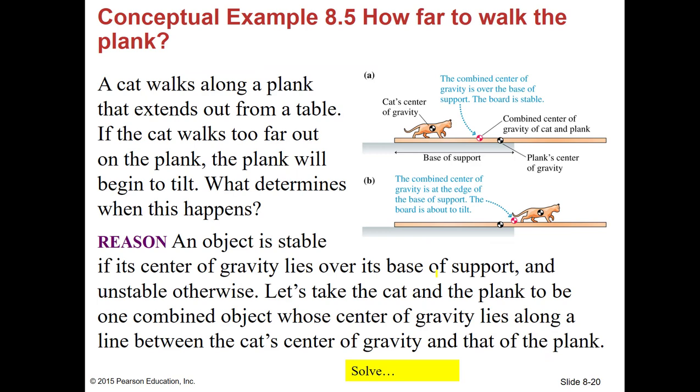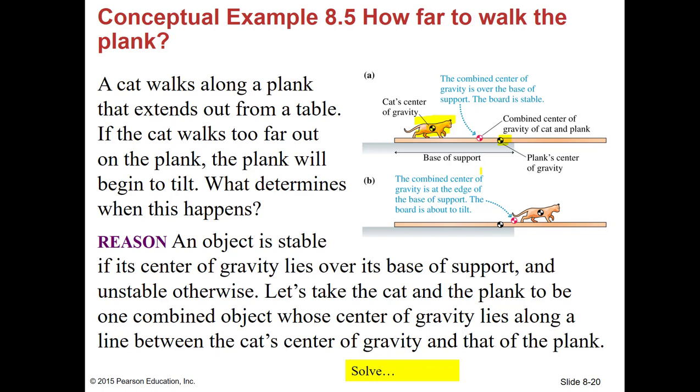Okay, here's another example we can take a look at. A cat walks along a plank that extends out from a table. If the cat walks too far out on the plank, it will begin to tilt. What determines when this happens? Okay, so let's take a look at this actually. If you looked at the center of gravity of the combination of the cat, so here's the cat, here's the center of gravity, but here's the center of gravity of the plank. So black, that's the center of gravity of the cat. The black here is the center of gravity of the plank.